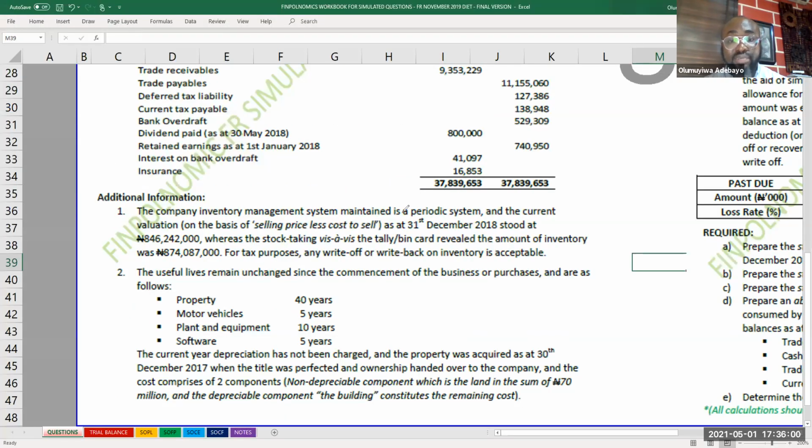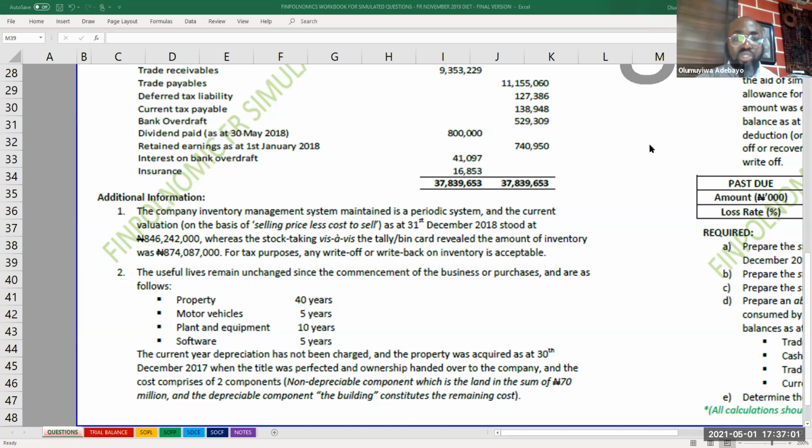The company's inventory management system maintains its periodic system, and the current valuation on the basis of selling price less cost to sell as at 31st December stood at 846,242,000 naira, whereas the stock value in our ledger, in our bean card, or anywhere we call it, revealed that the amount was 874,087,000. For tax purpose, any write-off or write-back on inventory is acceptable, which means if it's write-off, it's deductible for tax. If it's write-back, it's taxable. Who can interpret what this additional information one is with reference to IAS 2?